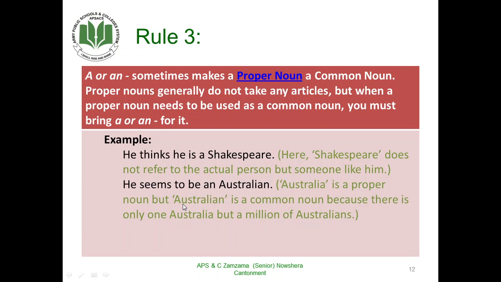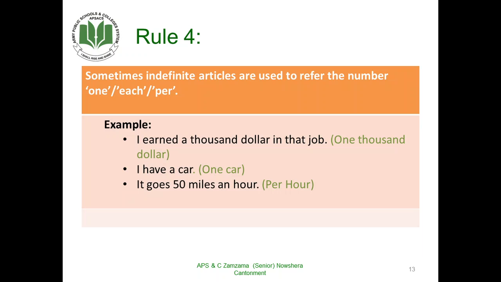Okay, now come towards the next one: "He seems to be an Australian." Here Australia is a proper noun, but Australian is a common noun, because there is only one Australia, but there are millions of Australians. So those were the three different rules.